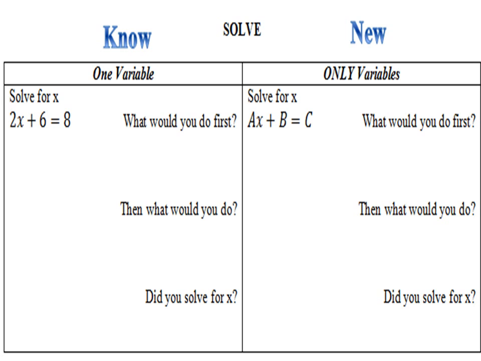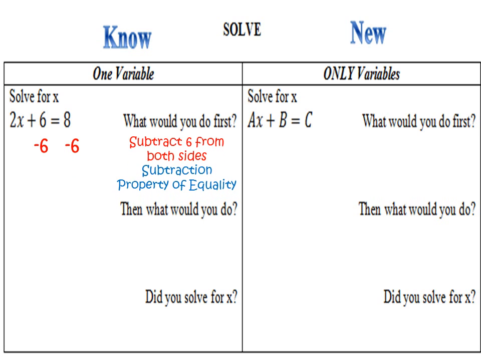I hope that you decided to subtract 6 from both sides of the equation. Subtracting 6 is using your subtraction property of equality. When you simplify, you end up with 2x still being on the left-hand side of your equation, but now instead of equaling 8, it's now going to equal 2. Now I want you to think to yourself, then what would you do?